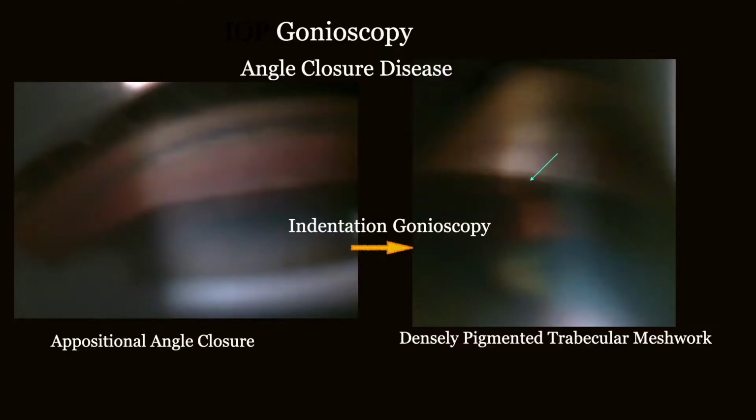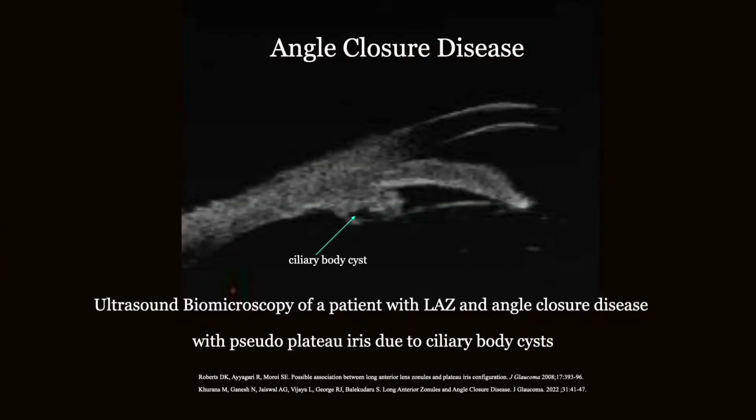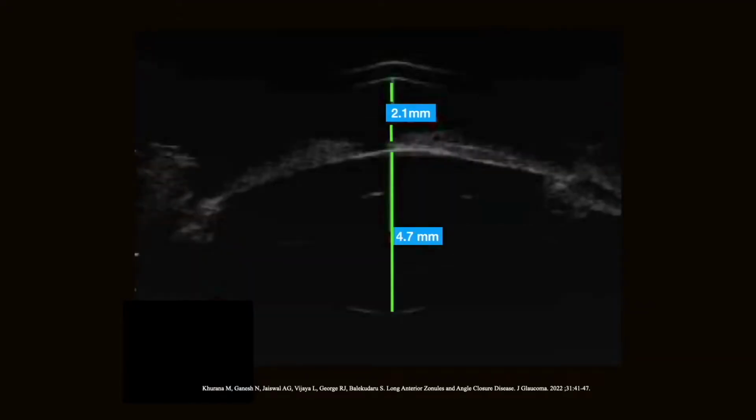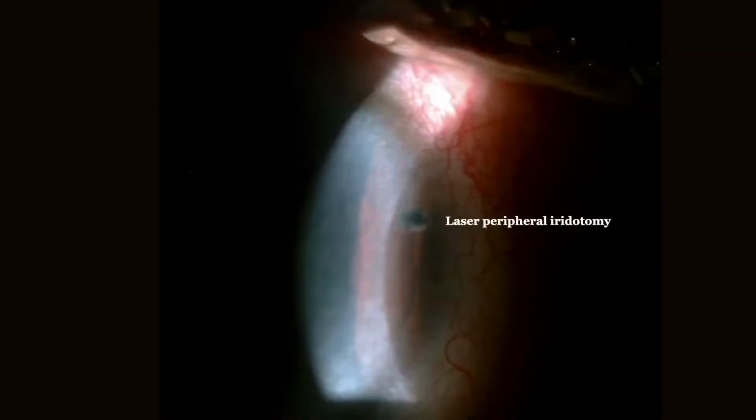Indentation gonioscopy is recommended. Ultrasound biomicroscopy helps in understanding the pathophysiology of angle closure in these eyes. A subset of LAZ eyes are hyperopic with thick lenses, usually women more than 50 years of age. A laser peripheral iridotomy may be required.